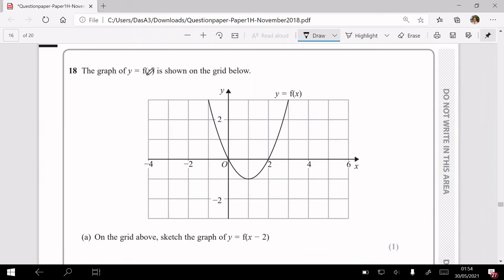The graph of y equal to f of x is shown on the grid below. On the grid above, sketch the graph of y equal to f of (x minus 2). Remember, everything that happens inside the bracket with x means the opposite thing. So if they say x minus 2, it means x moves to the right by 2. That means the points move to the right.